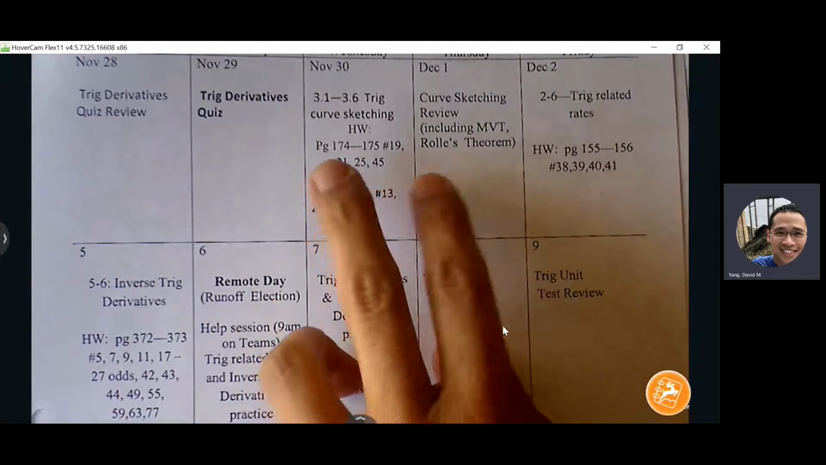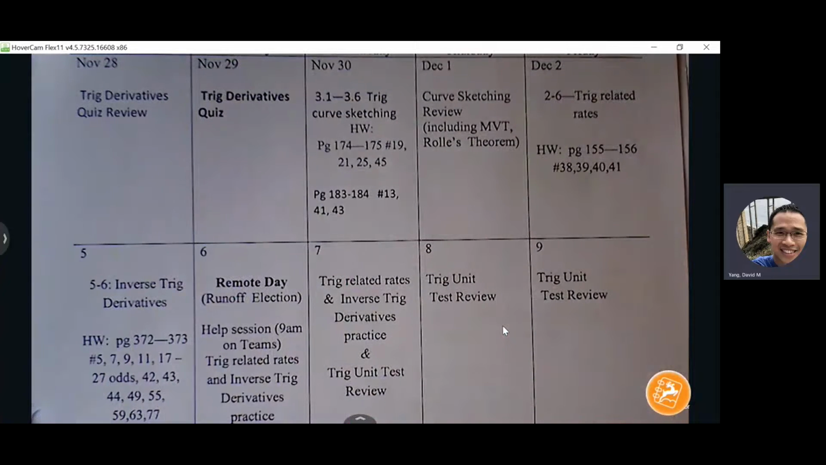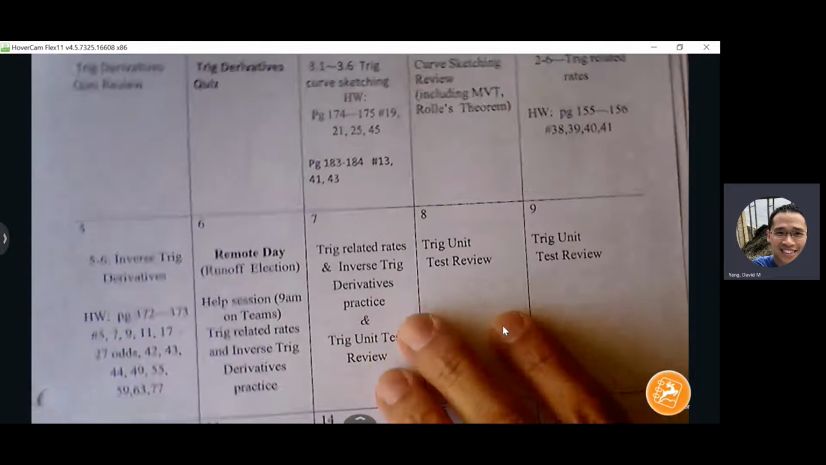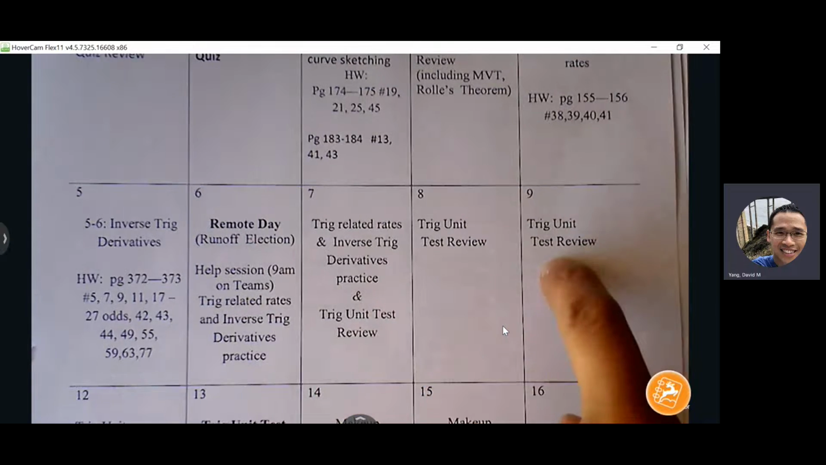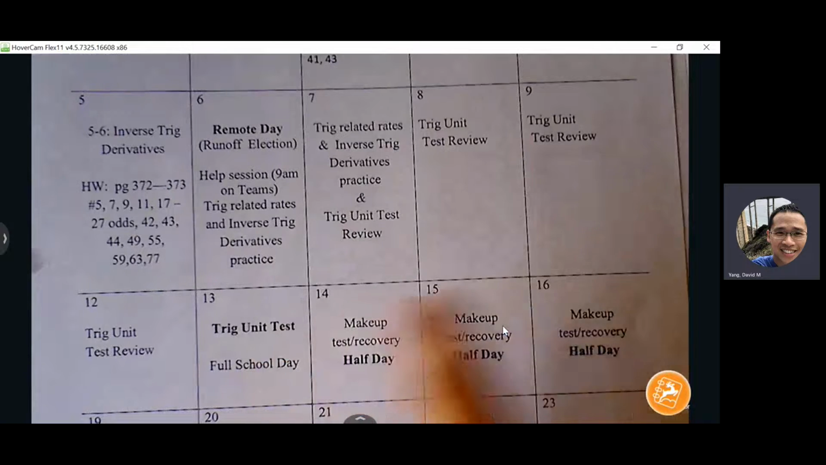So we still need to cover curve sketching, trig related rates, and inverse trig derivatives. The 6th is a remote day, and we'll have a help session on Teams, and I'll record that as well. And then we're going to have a bunch of days for review. Okay, so the 7th will be our first test review day, Thursday review day, Friday review day, Monday review day, and then test on Tuesday.